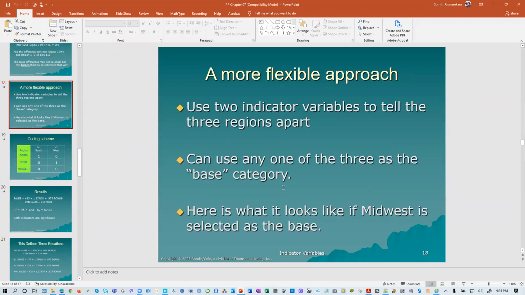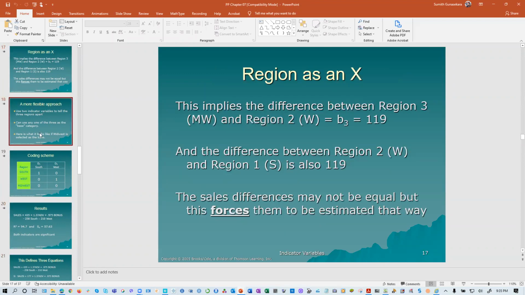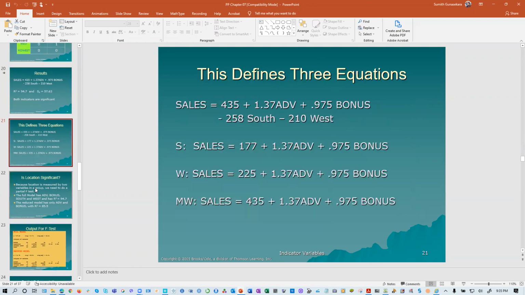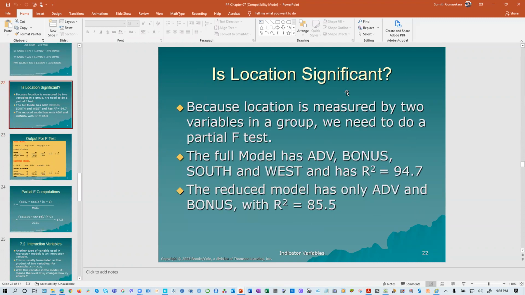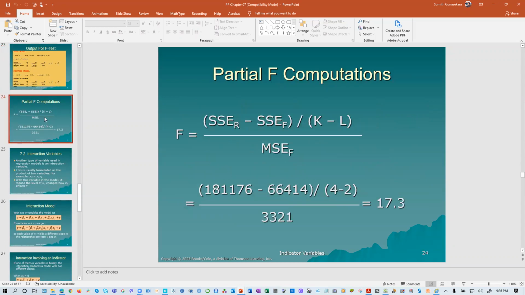This indicator variable. Is location important? If the location is measured by two variables in a group, we need to do the partial F-test. Is location significant in explaining the sales? What we're going to do, we run it this way, using this setup.